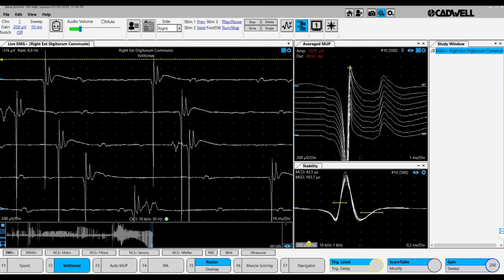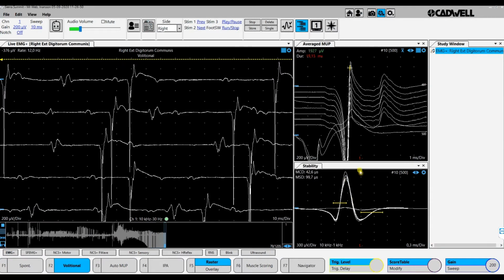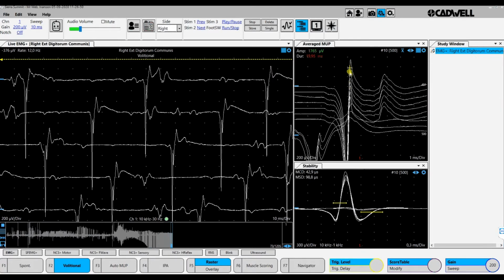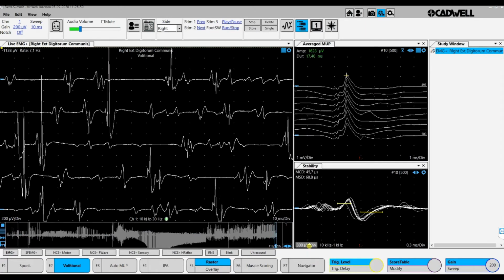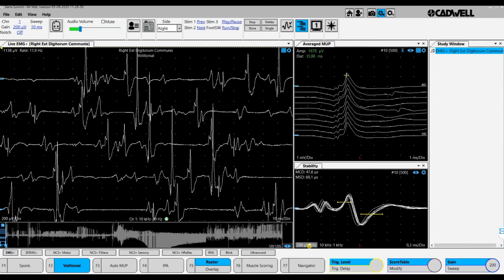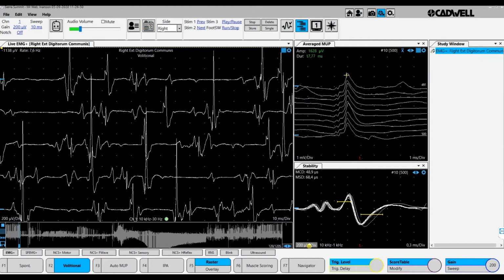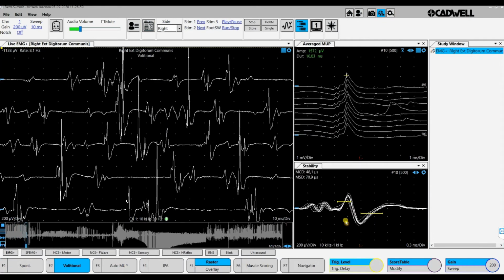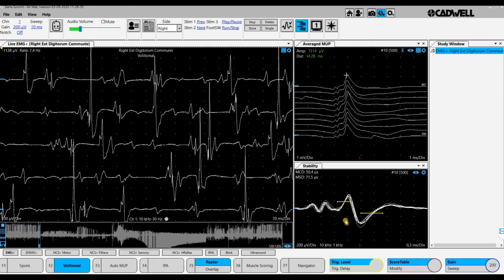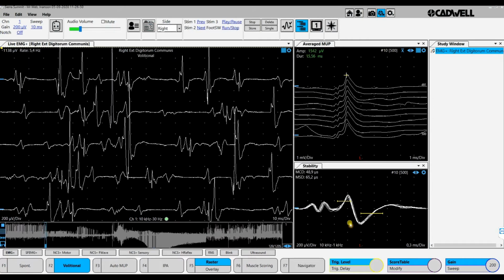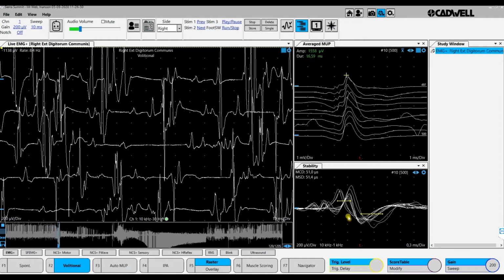In the lower right corner we look at the stability of the motor unit shape, and you see that on repetitive discharges it is quite stable. Here we have a motor unit potential that is triggered, and you see that it has a slight complexity, and you can see that there is a slight variability in the shape, which is normal in this muscle in the patient's age.